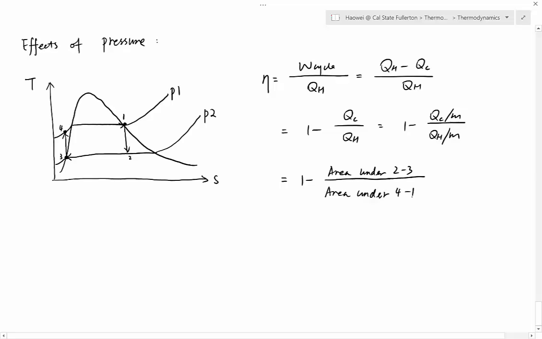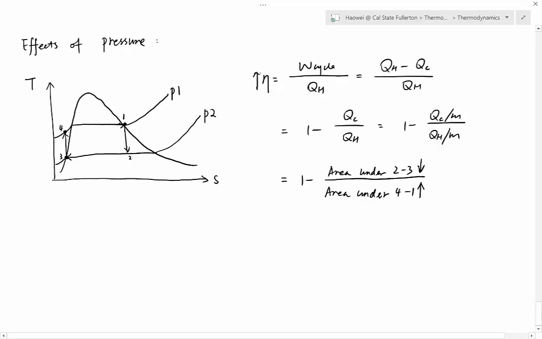So now, what can we do to increase the efficiency, to make eta big? We can either make the numerator small or make the denominator big. So the second term on the right hand side becomes smaller. 1 minus something smaller, your solution will become bigger.